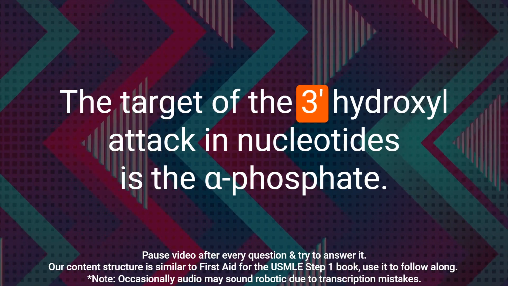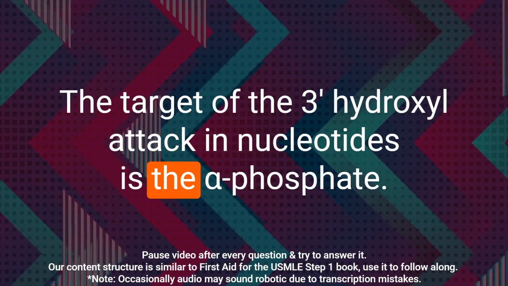Question: What is the target of the 3' hydroxyl attack in nucleotides? Answer: The target of the 3' hydroxyl attack in nucleotides is the phosphate.